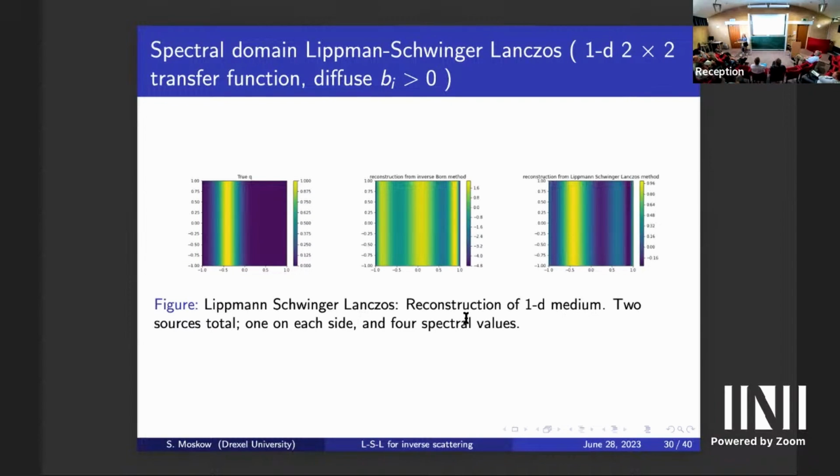So here's an example of this algorithm in the spectral domain, where it's a 1D medium, and this is K equals 2, so a source on each side of the medium, and receivers on both sides too. So it's a 2x2 block system, and this is just the true profile, and then the reconstruction from inverse Born and the reconstruction from this method.